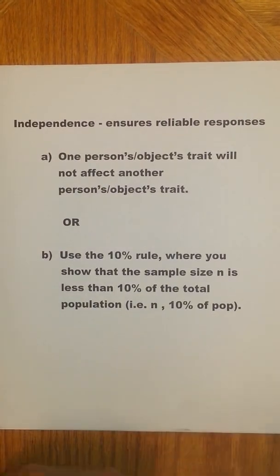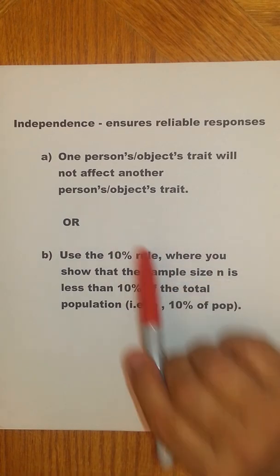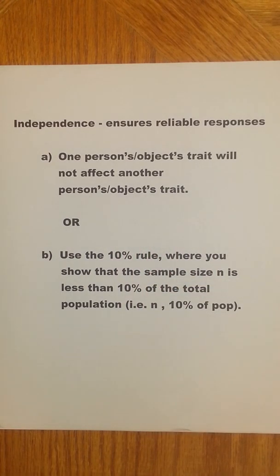And the last two, we have independence. And what is that for? Well, it's to ensure reliable or truthful responses. All right? Now, how do we show that? Well, in one case, we could say one person's or object's trait will not affect another person's or object's trait. Okay? So what's an example of that?